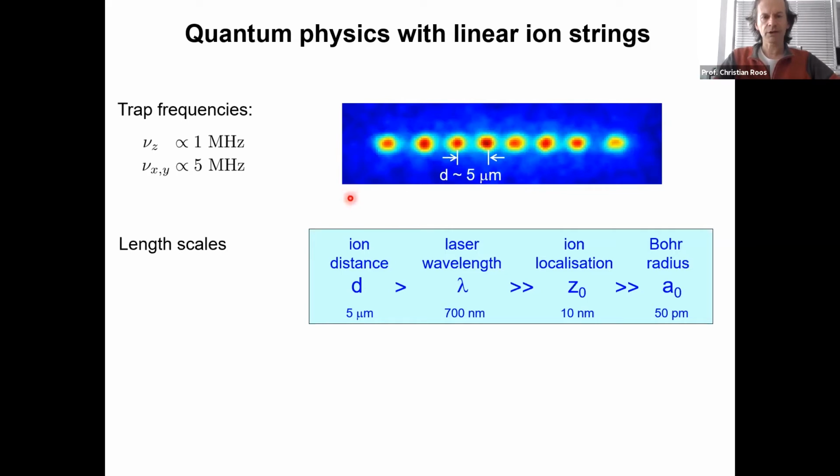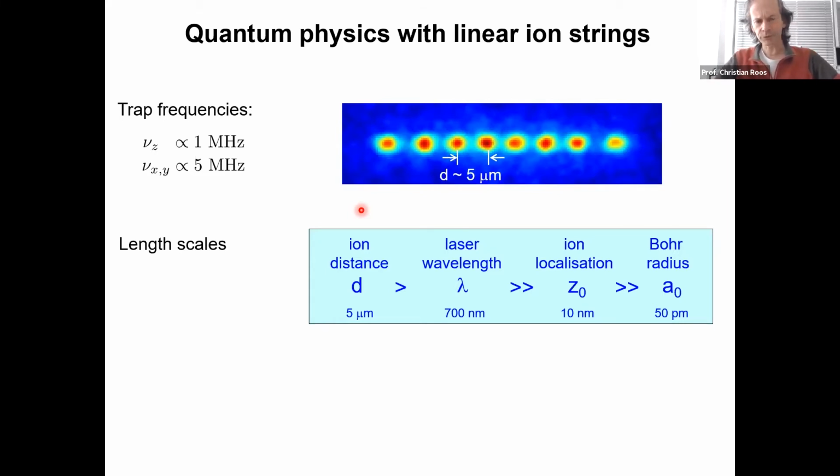And this is a distance which is substantially bigger than the laser wavelength that we use for manipulating the ions, which by itself is bigger than the length scale to which we can localize ions when we ground state cool them, which is on the order of 10 nanometers. And then the smallest length scale I want to mention is the Bohr radius, which describes the atomic interactions at the level of a single ion.